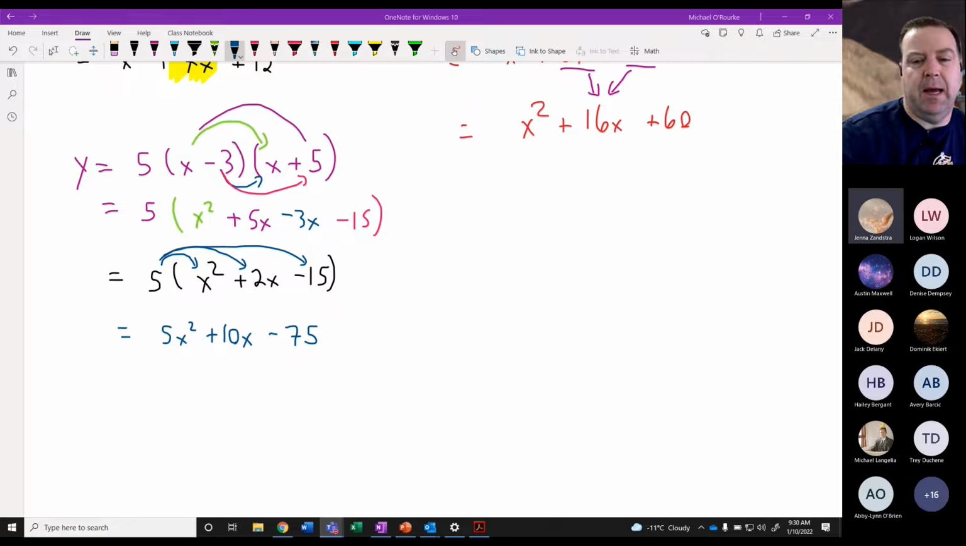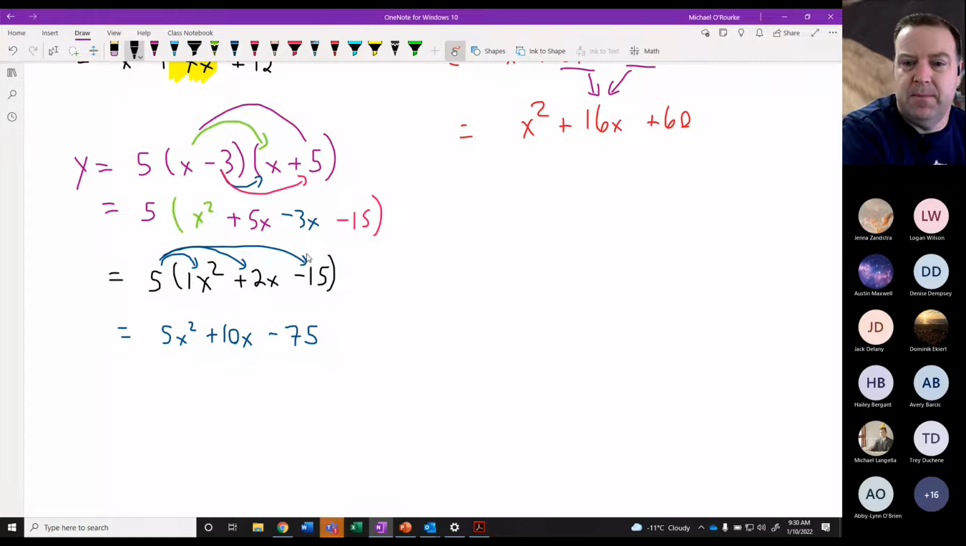How do we feel about this? Good. Everyone sees this here and thinks that's good. Imagine there's a 1 in front of the x squared, so it's 5 times 1. Does that make sense, Jenna? Because 5 times 1, 5 times 2, 5 times negative 15.